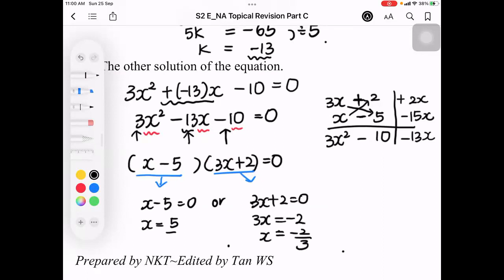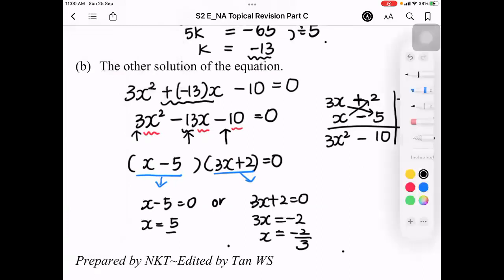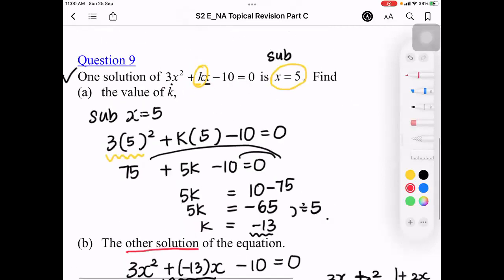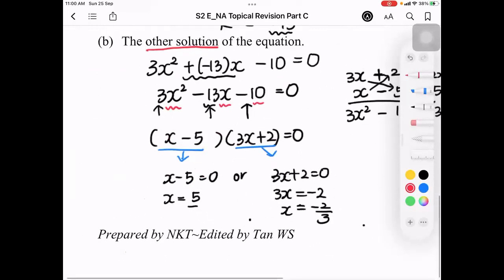Okay. We got our two answers, but take note of the question. The question says find the other solution. What is it talking about? I got two solutions. So which is the other solution? Let me go back to my question. They say one solution is x equals 5. So this one is already given. So that means what is the other solution? This is the answer for the solution.